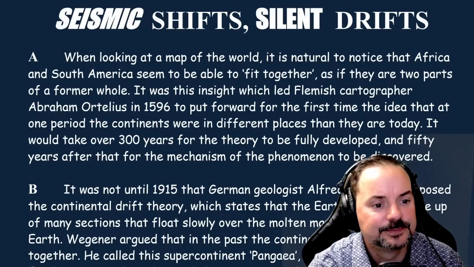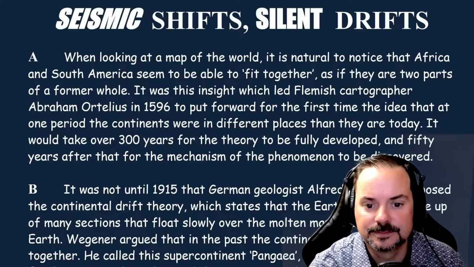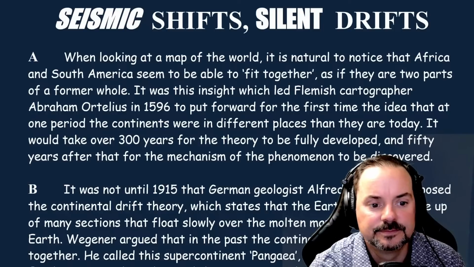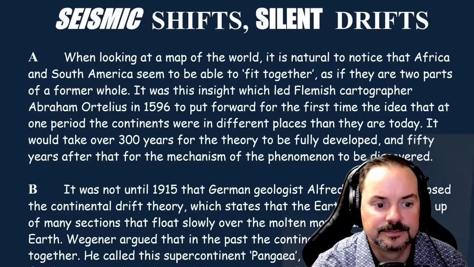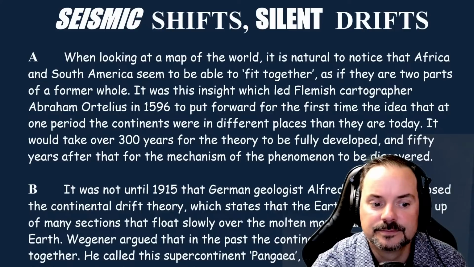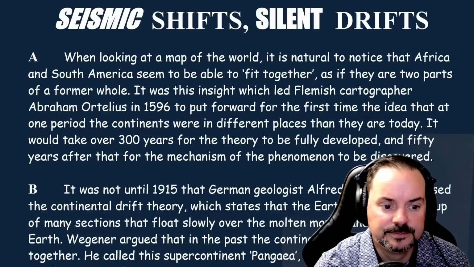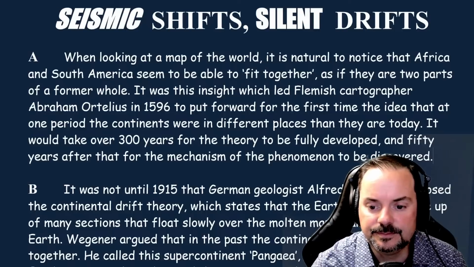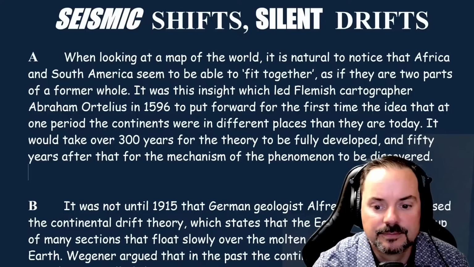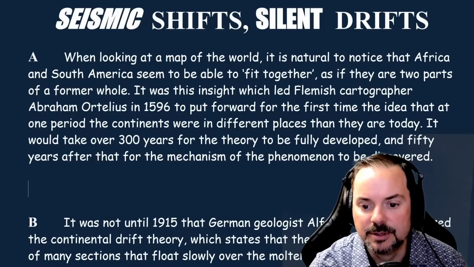Yes, please. When looking at a map of the world, it is natural to notice that Africa and South America seem to be able to fit together, as if they are two parts of a former whole. It was an insight which led Flemish cartographer Abraham Ortelius in 1596 to put forward for the first time the idea that at one period the continents were in different places than they are today. It will take over 300 years for the theory to be fully developed, and 50 years after that for the mechanism of the phenomenon to be discovered.